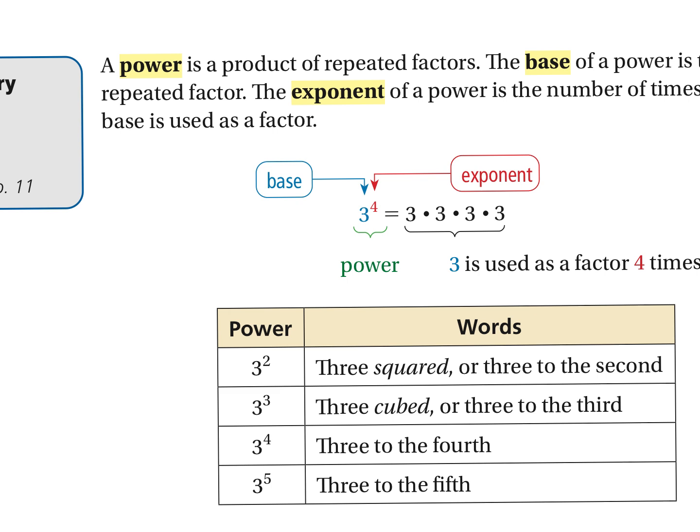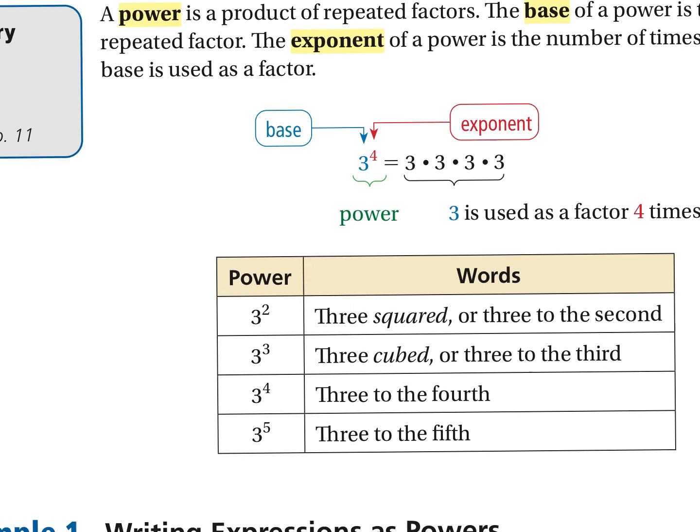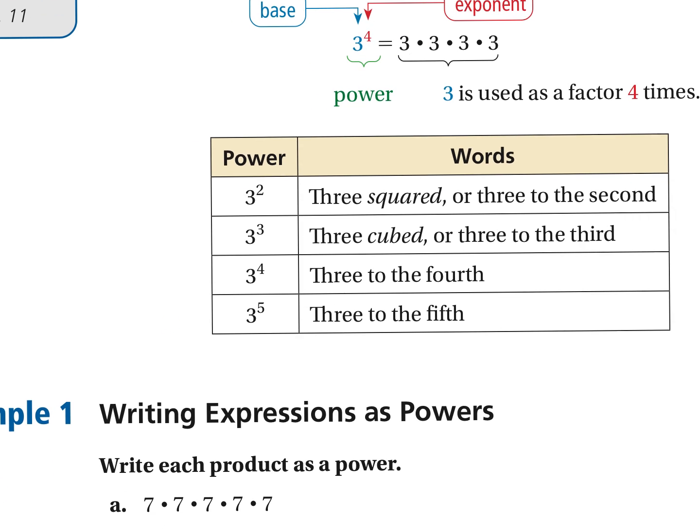Okay, so we have some different examples. We have 3 to the second power. We usually read it as 3 squared. Then we have 3 to the third power, which is typically read as 3 cubed. We have 3 to the fourth power and 3 to the fifth power. So once that exponent is 4 or greater, you just say to the power of 4, or to the fourth power. Does that make sense? Okay. All right, here we go.